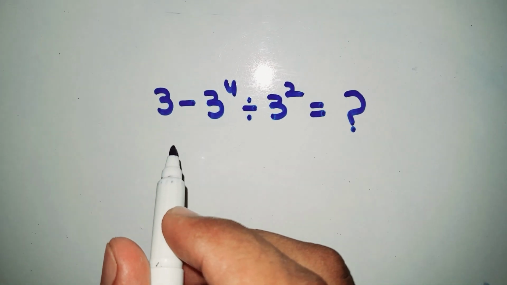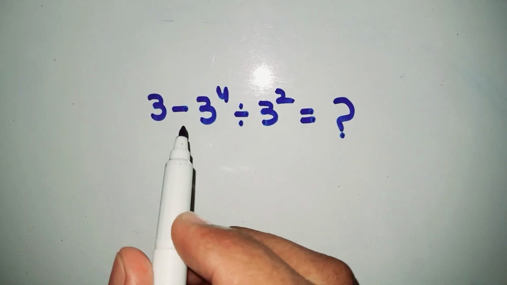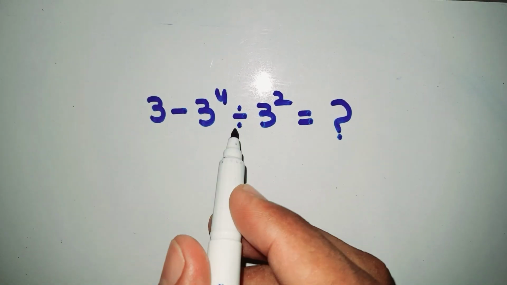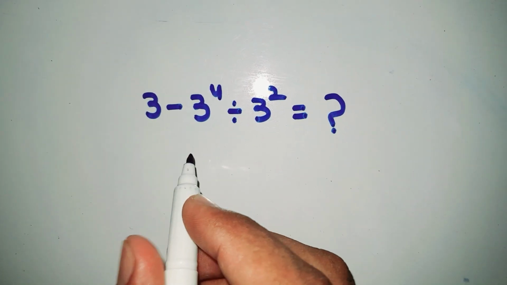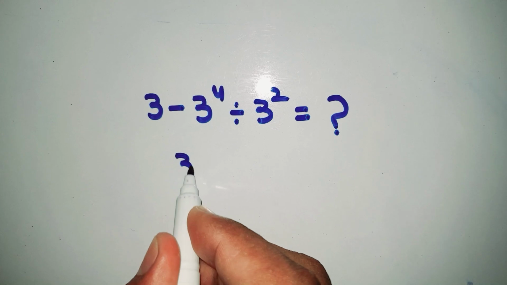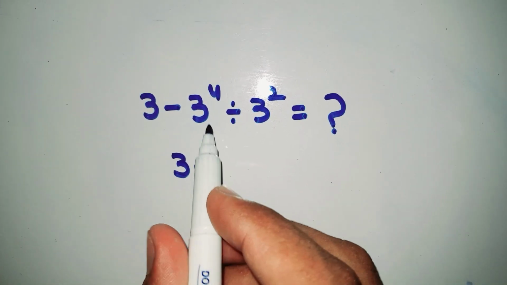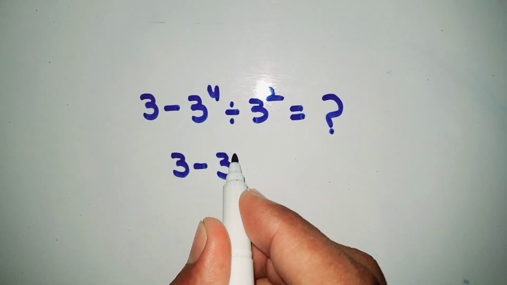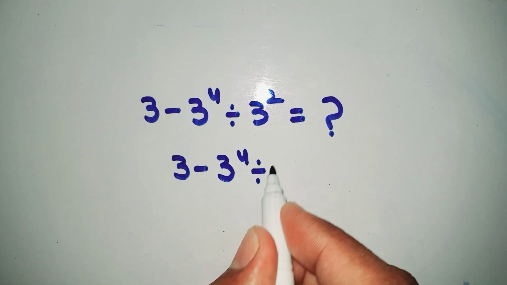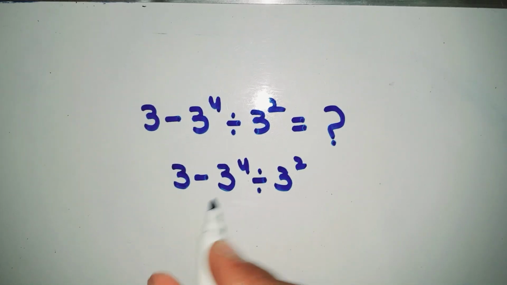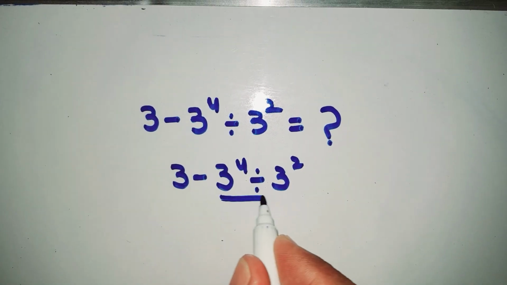In this video, we are going to solve this problem: 3 minus 3 power 4 divided by 3 square. So first of all, here we write 3 minus 3 power 4 divided by 3 power 2. So first of all, we solve division.